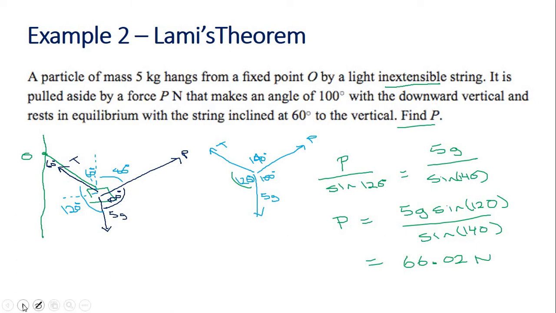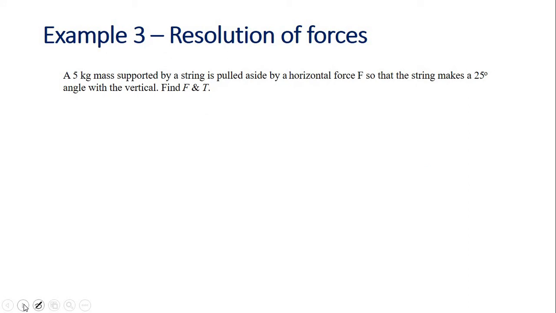Let's continue on. So now we've got another example, and we want to do this one using the resolution of forces. So we're going to resolve horizontally and vertically this time. This is the third method you might choose. A 5 kilogram mass is supported by a string pulled aside by a horizontal force F. So similar situation to last time. We've got our wall here. It's there, it's hanging. Here's our mass, okay?